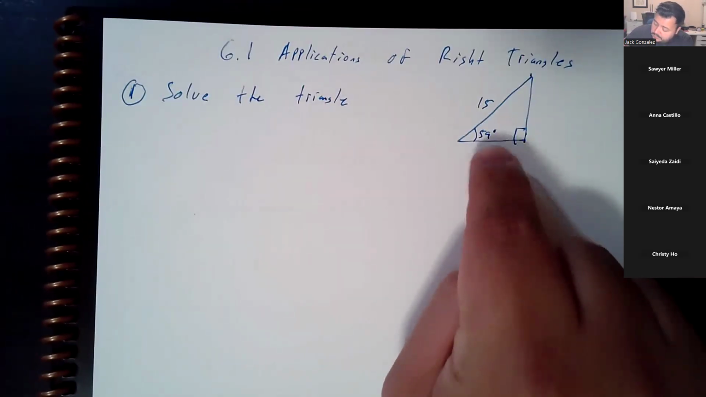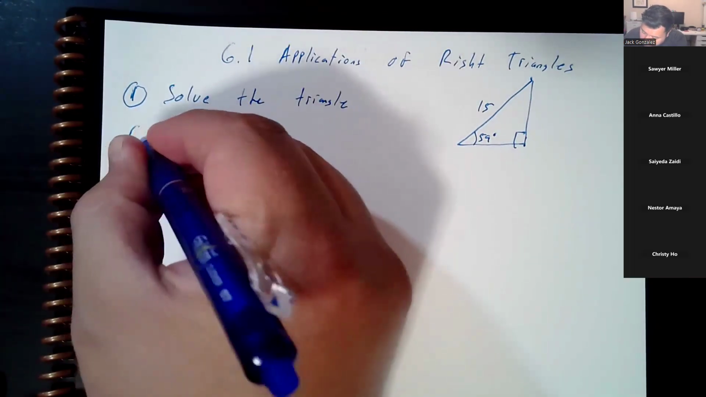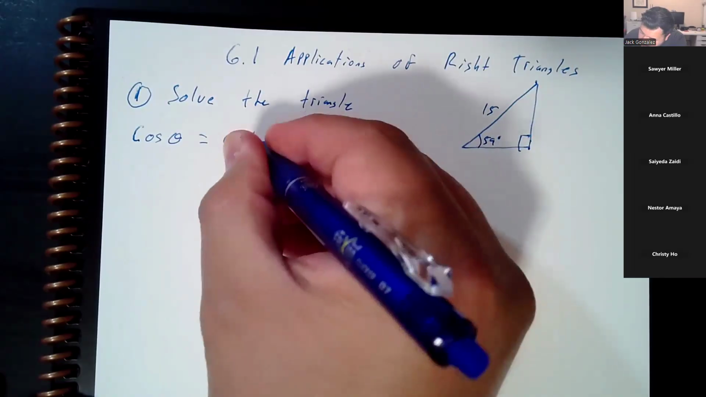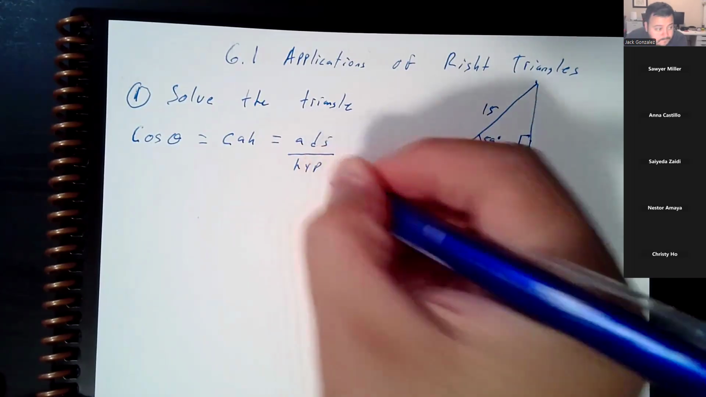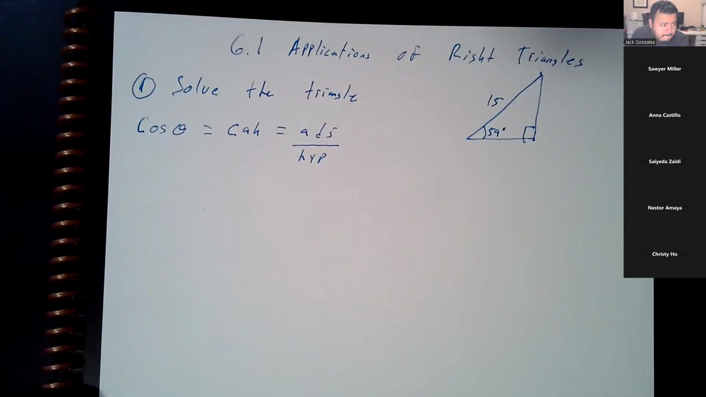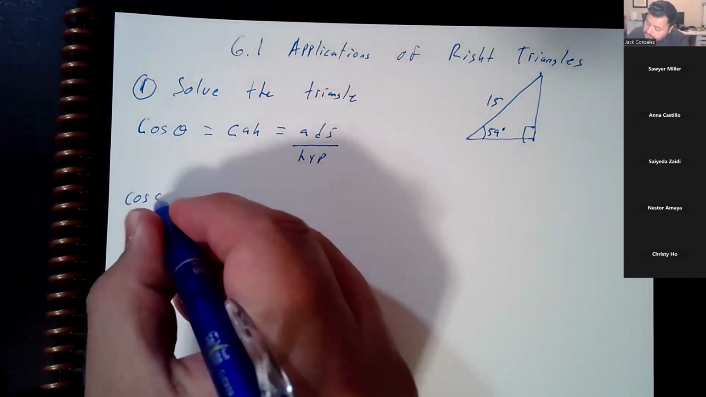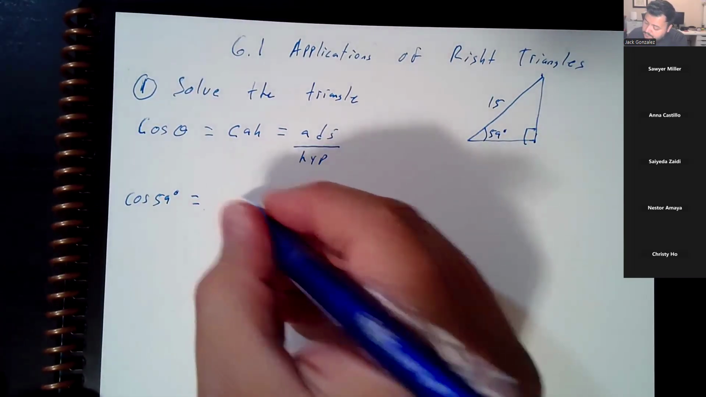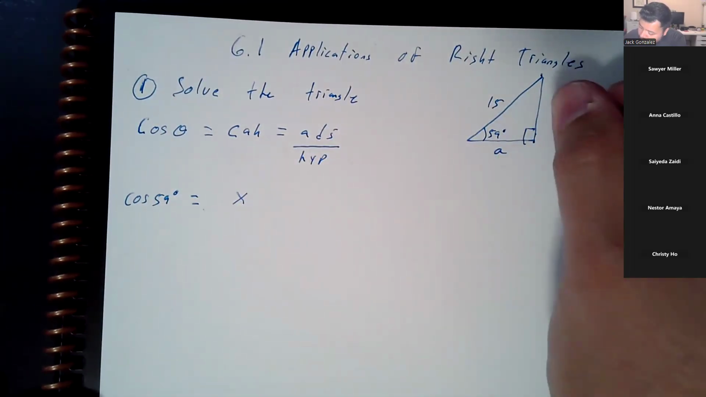I think if I want to find this side, cosine might be best. So remember, cosine theta is equal to, we called it CAH for the abbreviation, adjacent over hypotenuse, right? Do you remember? So that means that cosine of 59 degrees is equal to the missing side, which we'll call x, or we'll call it a and b.